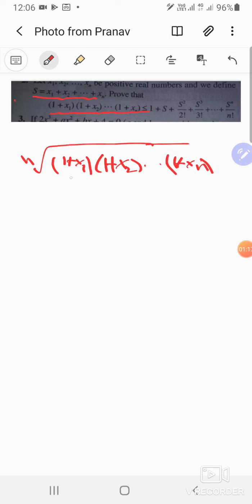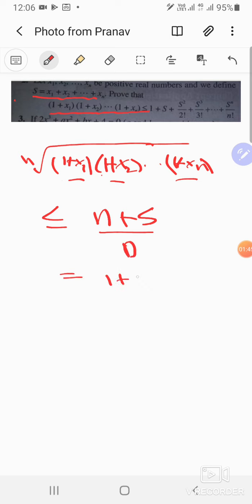First of all, we will apply a regular GM is less than AM inequality, which says that the nth root of (1 + x1) into (1 + x2) all the way till (1 + xn), this is the GM of these numbers. This should be less than or equal to their AM, which is 1 plus 1 plus 1 all the way till the nth term, which is n, right? N times 1 is n, and then you got x1 plus x2 till xn, so that's going to be the sum S, and then this divided by n because it's the AM, which can also be written as 1 plus S upon n.